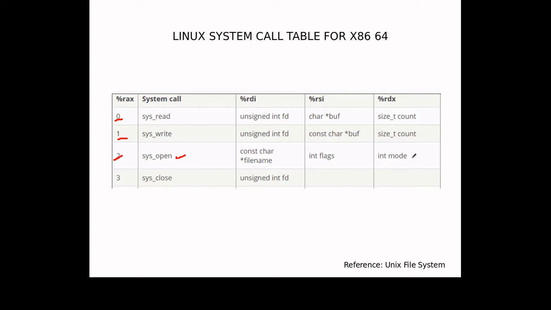Similarly, for closing the file we will use the close system call, sys close. Here RAX should contain 3, and RDI contains the file descriptor of the particular file that we are closing.